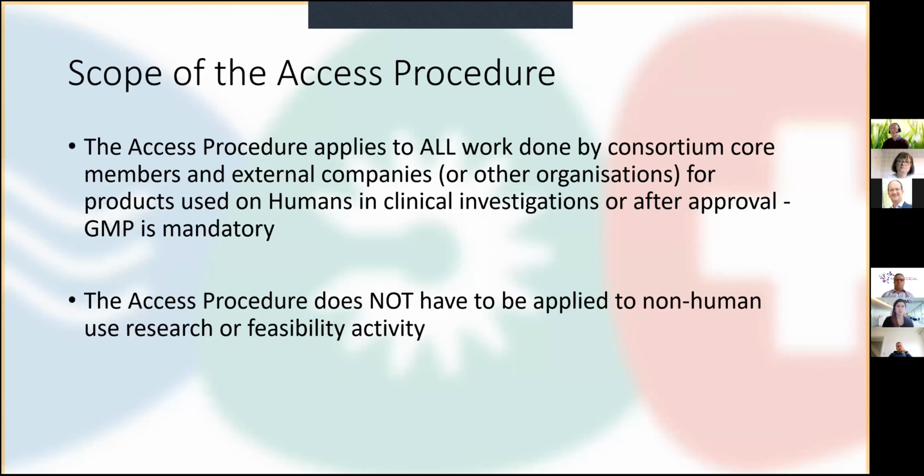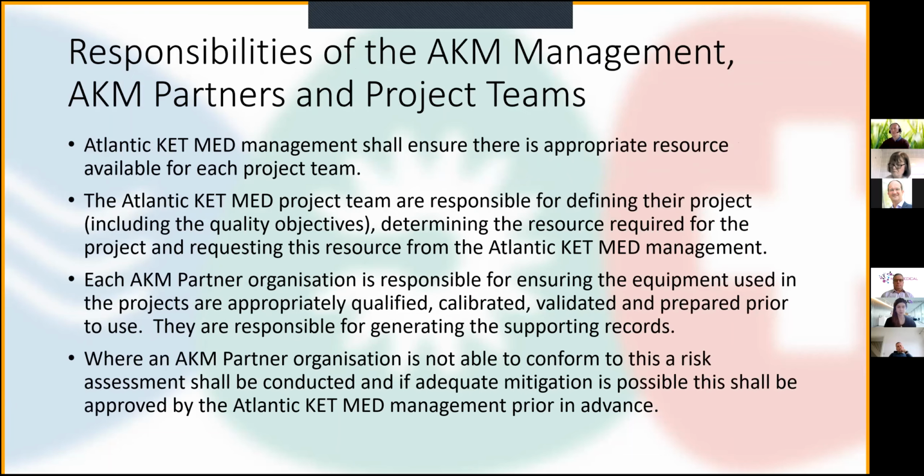The scope of the access procedure applies to all work done on humans, and it does not need to apply to non-human research or feasibility activities. So you may have some equipment that's used in two different ways. There may be a series of activities that you would need to do to that facility, environment, and equipment to actually get it to a GMP compliant state. Then you can use it for your human use. And that's something that you can define using your access procedure.